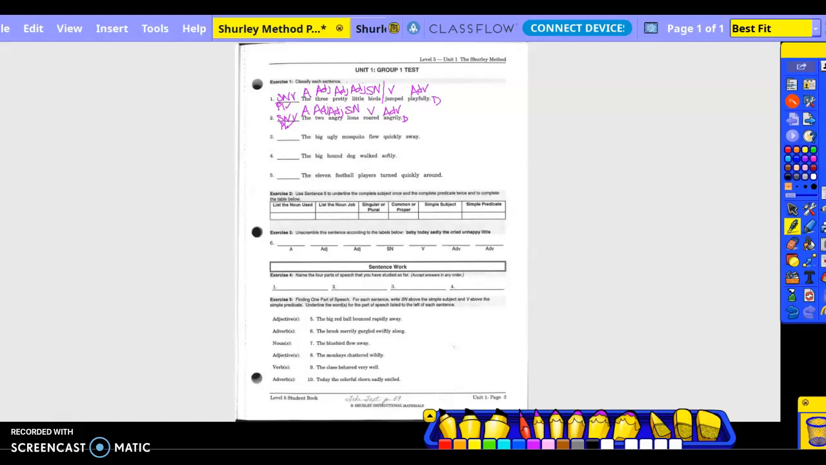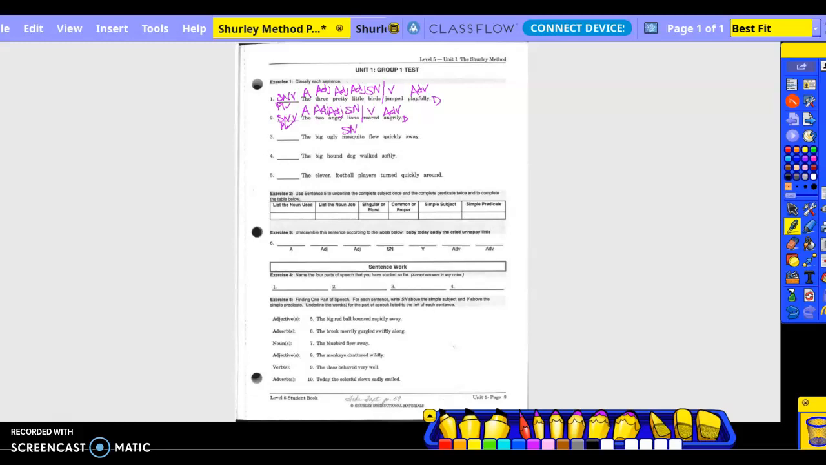Go back to the verb, divide the complete subject from the complete predicate. Is there an adverb exception? No, it's the natural or inverted order. The big ugly mosquito flew quickly away. What flew quickly away?